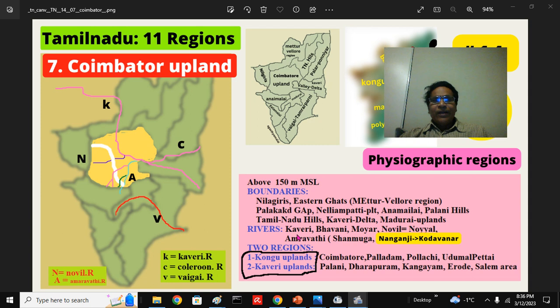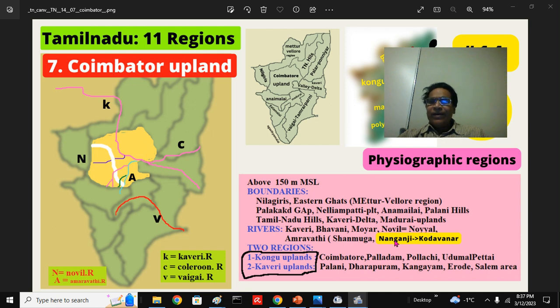So, what are the rivers? The Kaveri river here, Bhavani, Moyar, Noyyal. I have put Bhavani here, Moyar, even though Moyar may not be exactly, but I have mentioned it as a border. And the Amaravati river, Noyyal river. Amaravati has a Pala river, excuse me, Periyar river. That is different from the Periyar of Kerala. And the Shanmuga river, they join and become the Amaravati.